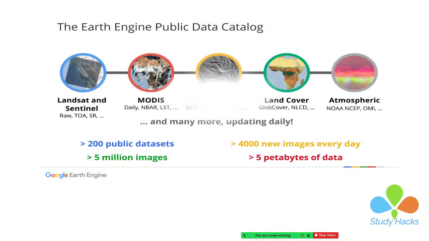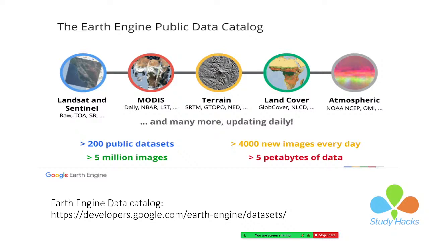First of all, the Earth Engine public data catalog. This is an open public data catalog. Anyone can access all of the data: Landsat, Sentinel, MODIS, terrain, land cover and atmospheric data, and it is updated daily. We can access more than 200 public datasets and more than 4000 new images every day, every single day. We can get more than 5 petabytes of data and more than 5 million images using this public data catalog.